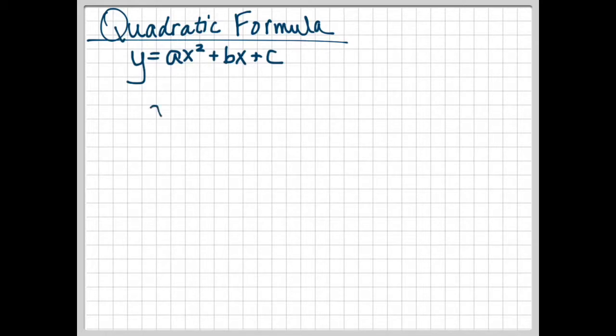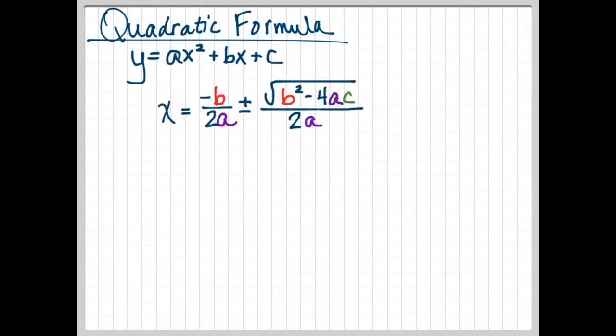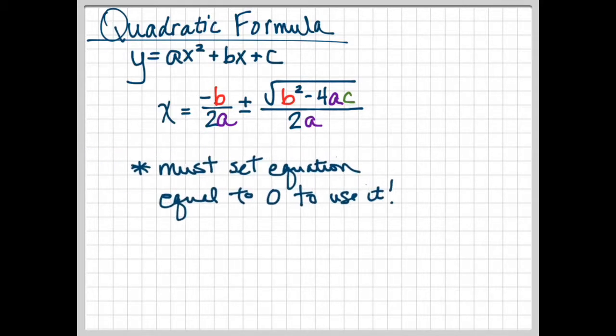The quadratic formula is x equals negative b over 2a plus or minus the square root of b squared minus 4ac, that whole quantity, over 2a. So when we're using the quadratic formula, the only time that I'm allowed to use it is when my equation is set equal to 0. If your equation isn't set equal to 0, then you are going to need to manipulate it so that it is equal to 0. And we're going to see that in our first example on the next slide.